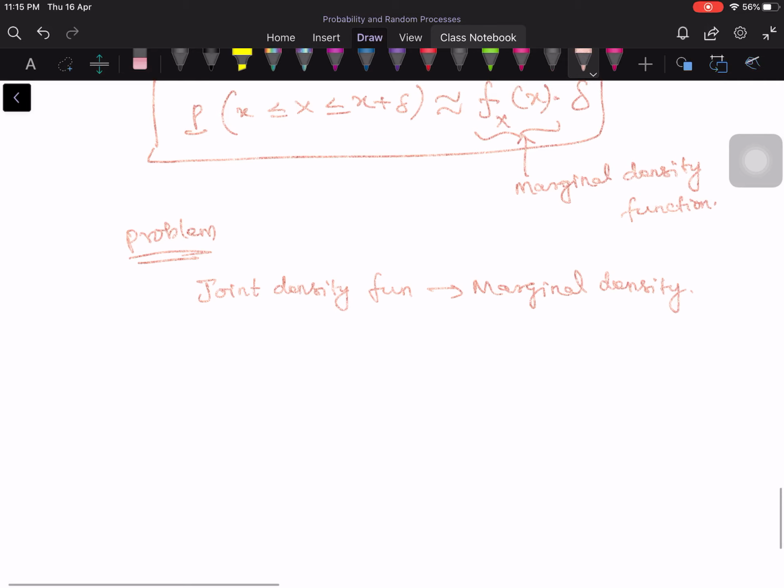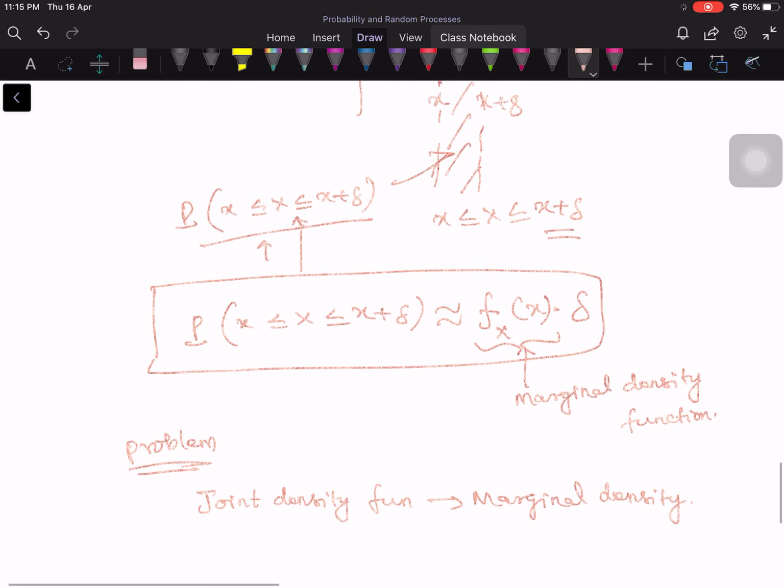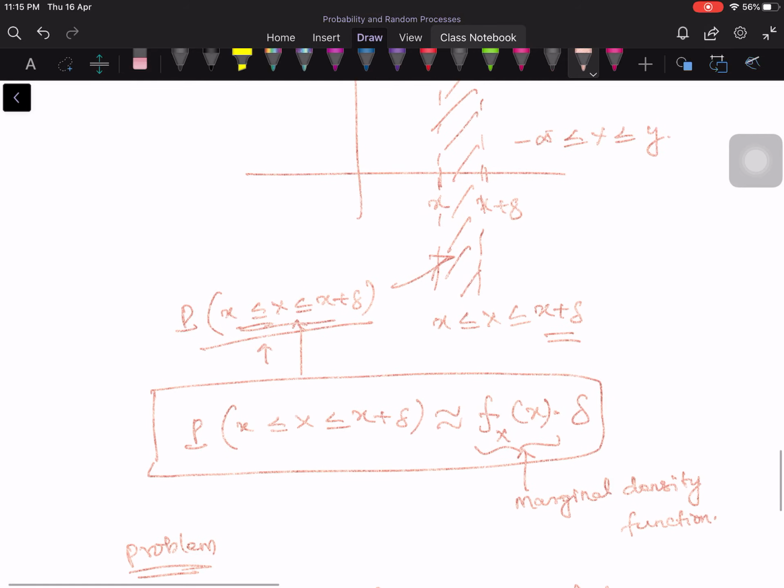So now this is the probability. P of x less than or equal to capital X less than or equal to x plus delta is the probability that x falls inside this interval x to x plus delta. In terms of the two-dimensional plane, this is the probability that xy falls inside this strip. This is a strip, right? So to find the probability, we need to calculate the probability that xy falls in this shaded area.